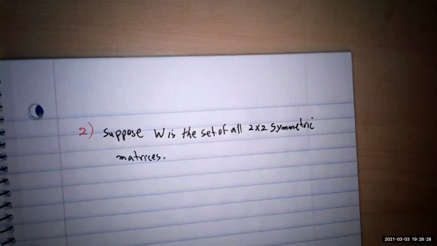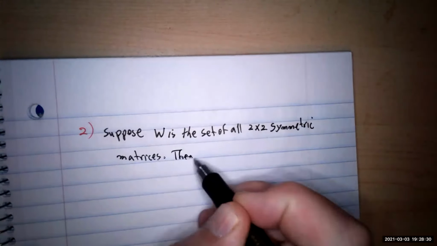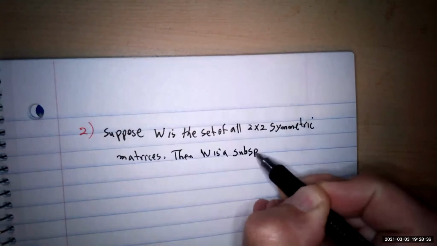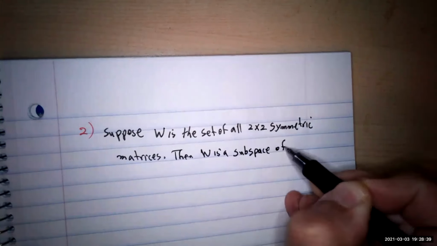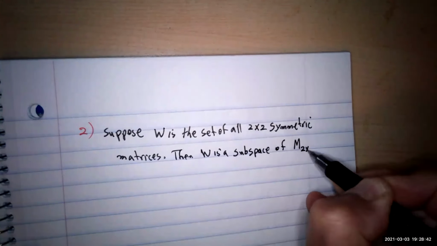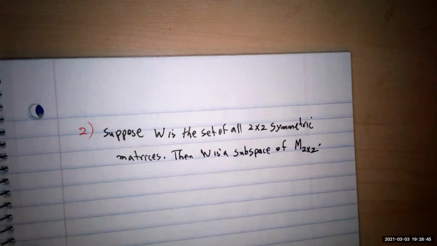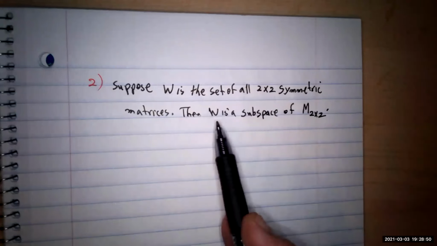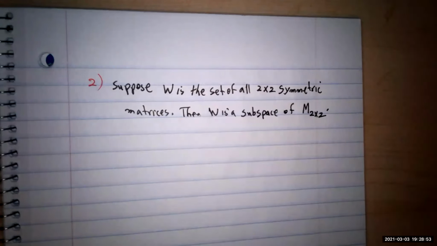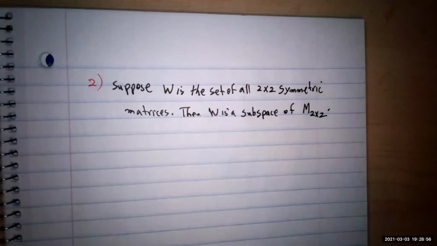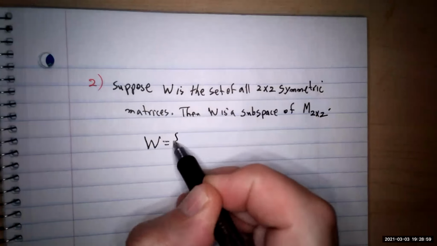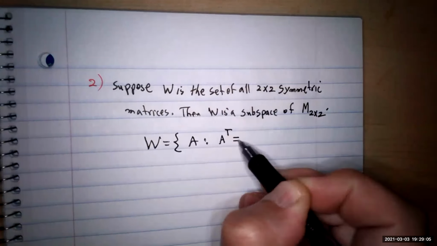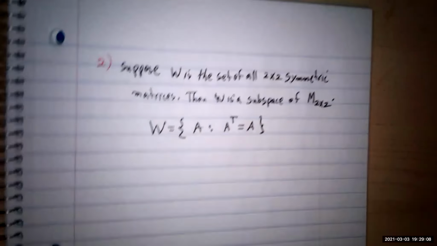If this is going to be the case, then W is a subspace of M2x2. M2x2 means all the 2 by 2 matrices. W is just the symmetric ones. So basically this is W: the set of matrices with the condition that A transpose is the same as A. That is W.